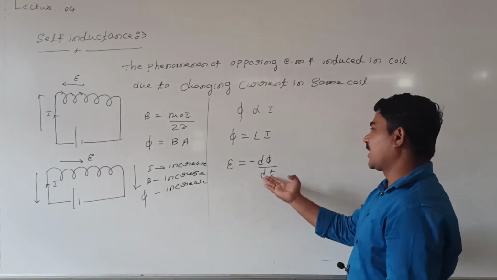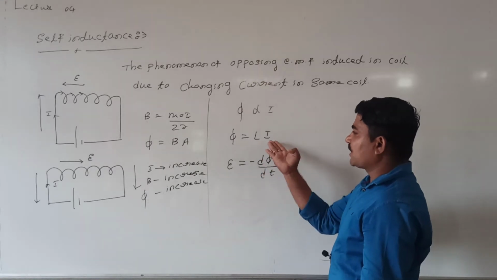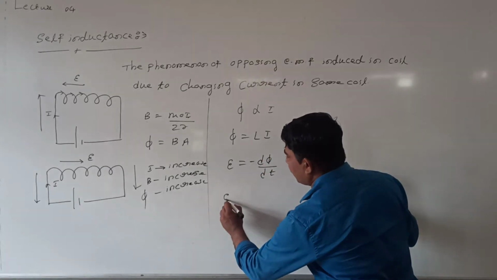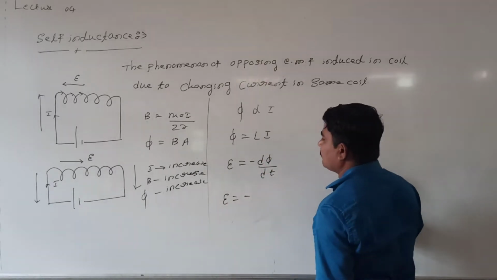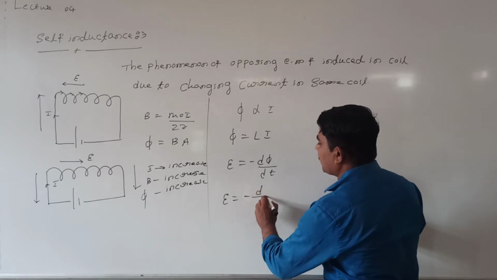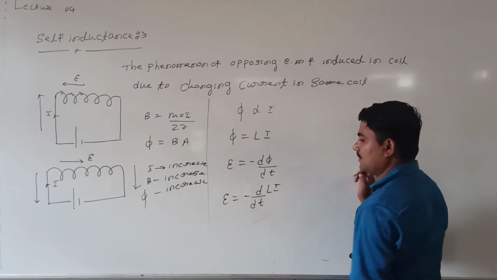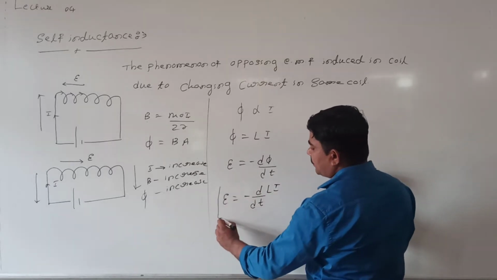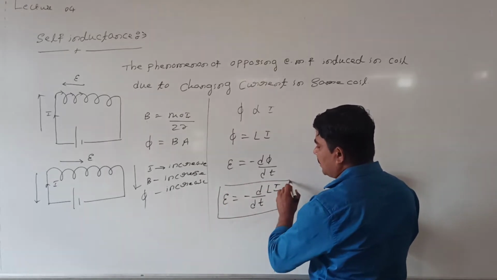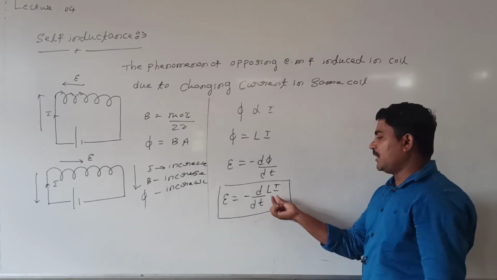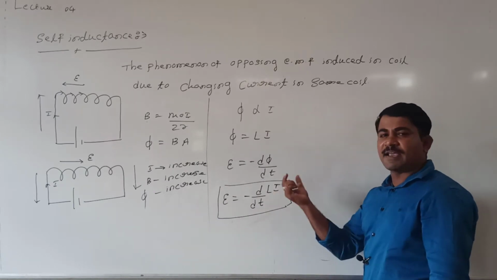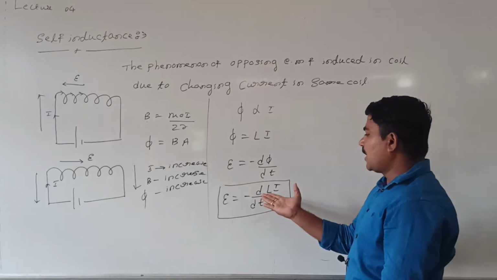Right? Now again, we know that phi is equal to L times I. Then what is induced EMF? Induced EMF is equal to what value? Minus d by dt of what value? L times I. So this is a very important relation when current changes in the coil, and a magnetic field is produced. Or you can modify this equation.